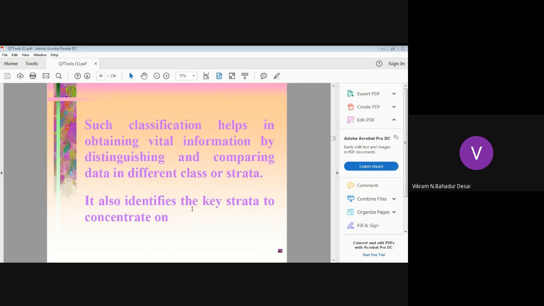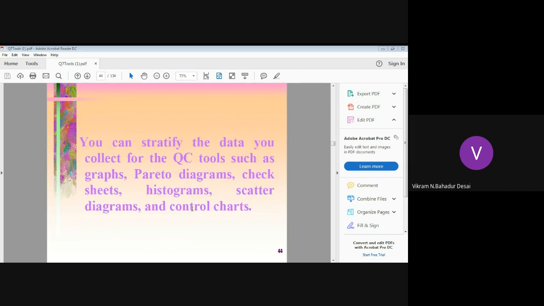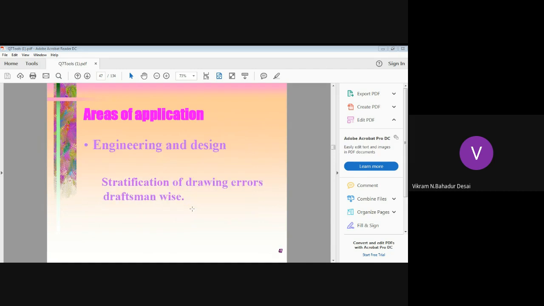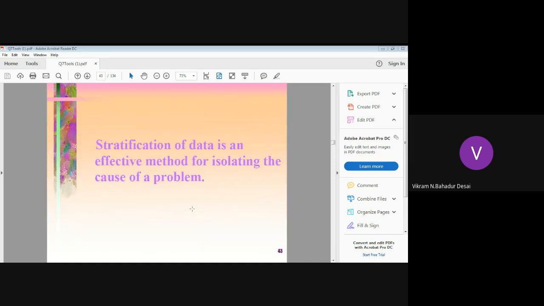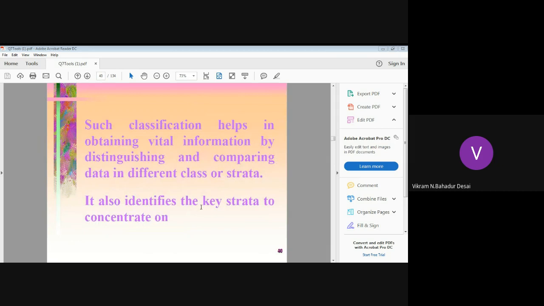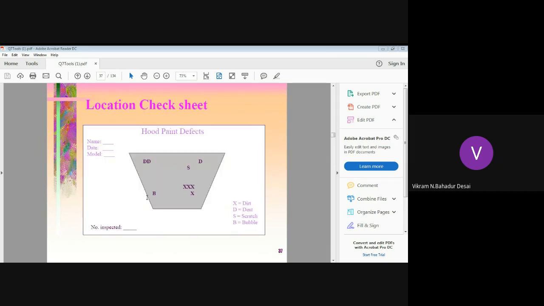Stratification, already I told you. Stratification, I think, is not required. That is not included in the 7 QC tools.